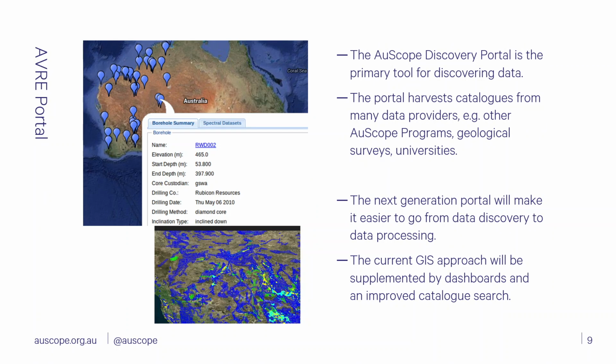The AuScope Discovery Portal is the primary tool for discovering data. The portal harvests catalogs from many data providers like other AuScope programs, geological surveys, and universities.